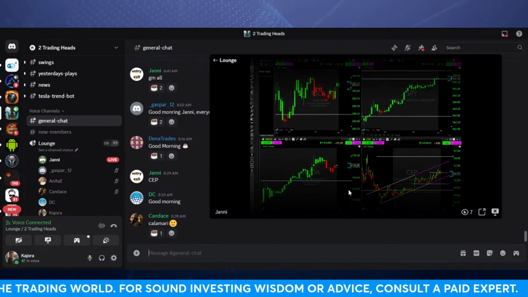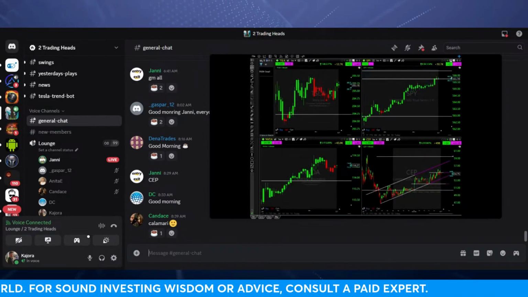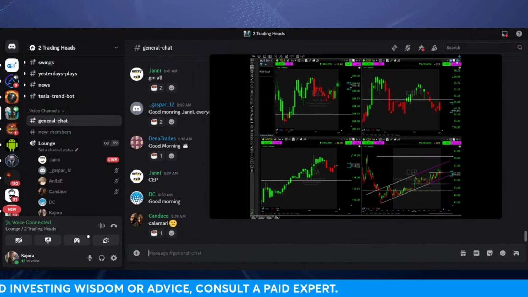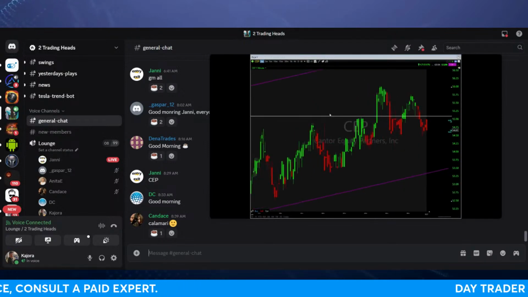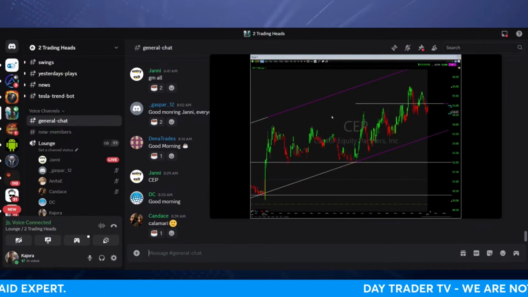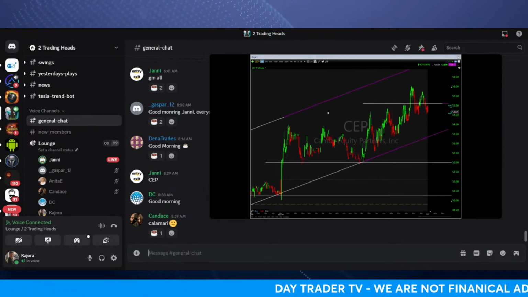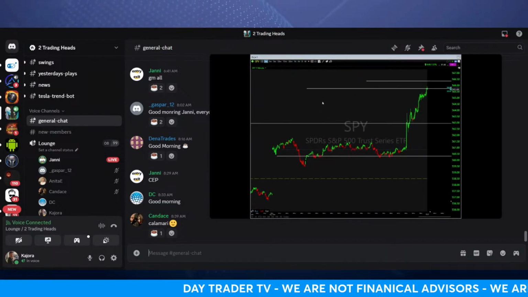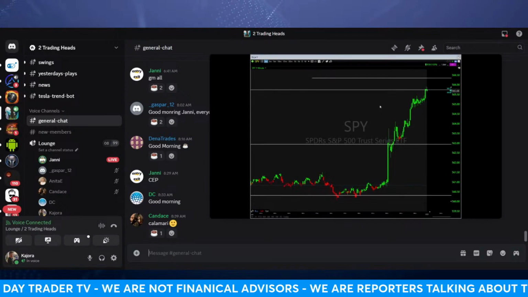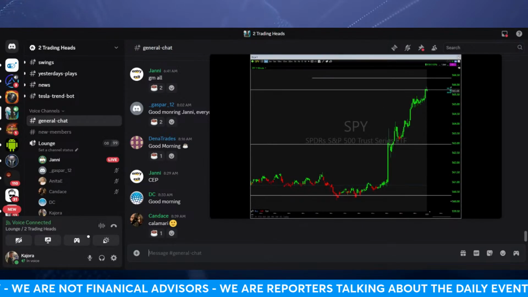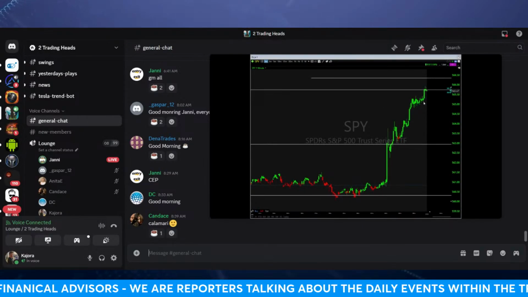Let me put this one on blue. Let's maximize it. Let's start with the SPY. The SPY. All right, SPY coming up to the next resistance here. Beautiful move on SPY. Now the report that came out, yeah, well, we need a pullback on SPY.